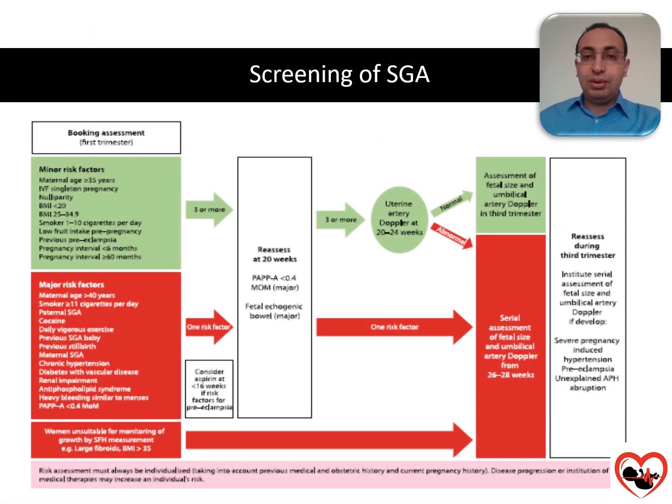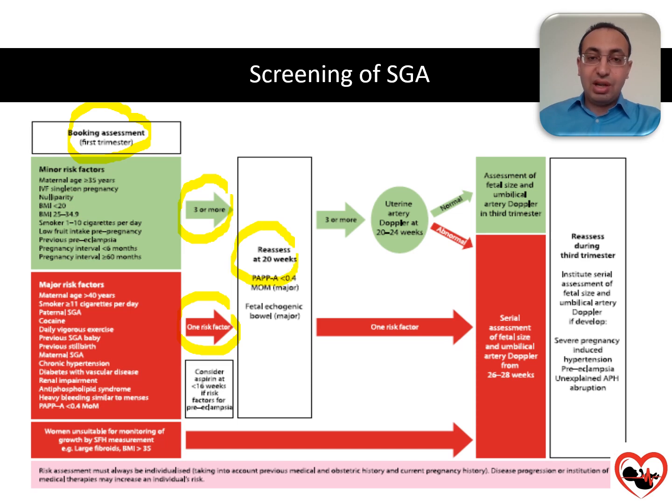So to sum up today's lecture, we talked about the definitions and the screening for small for gestational age. You'll find this algorithm at the end of the Green-top guideline. So as we said, you start from the booking assessment here. You look for your risk factors. You define whether there are 3 minor risk factors or 1 major risk factor.